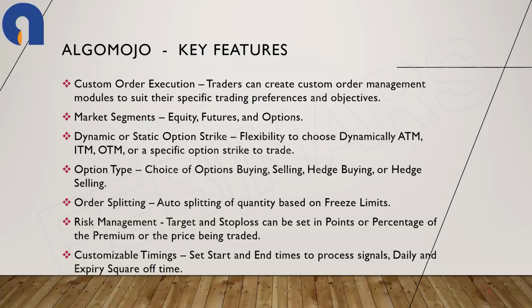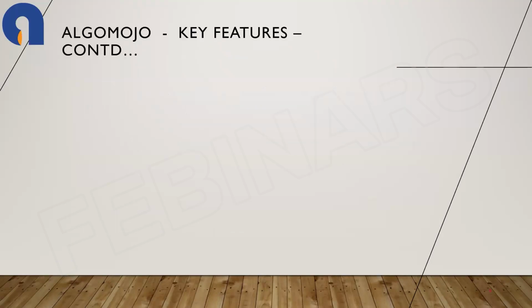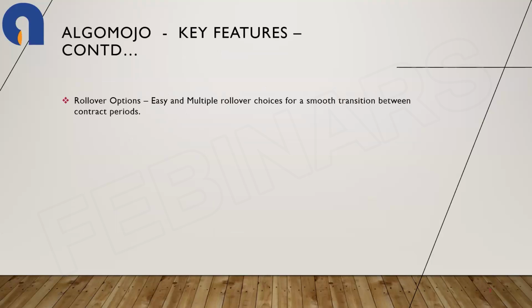So on the day of expiry, at a particular time that you have chosen, the system would square off and roll over the options, futures or the positions that you have taken. Some of the features continued: say you are a weekly or a futures trader and you'd like to roll over your positions. The system will take care of the rollovers also.